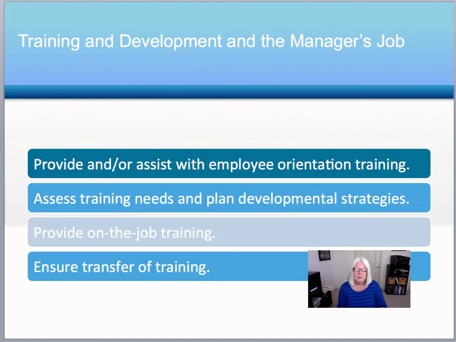Okay, so the manager's role in training and development is to provide or assist with orientation. They definitely are part of orientation. They need to be able to assess the needs. A supervisor who works with the employees would know if there's some need as far as a skill deficiency or some training needs to happen. So supervisors and managers are very critical. They are the ones that provide on-the-job training, and they ensure the transfer of training. When the employee gets back to the job, the manager or supervisor has to ensure that they start doing what they learned on the job.